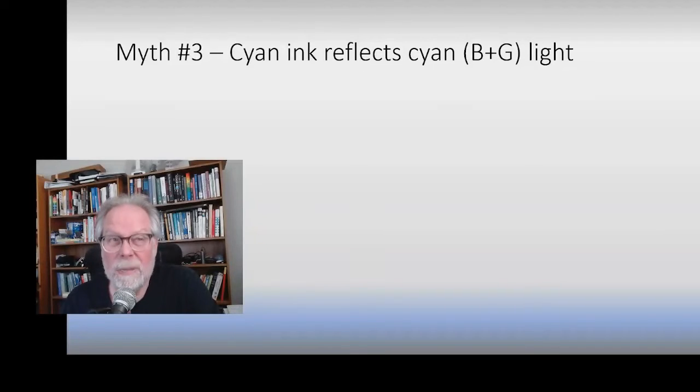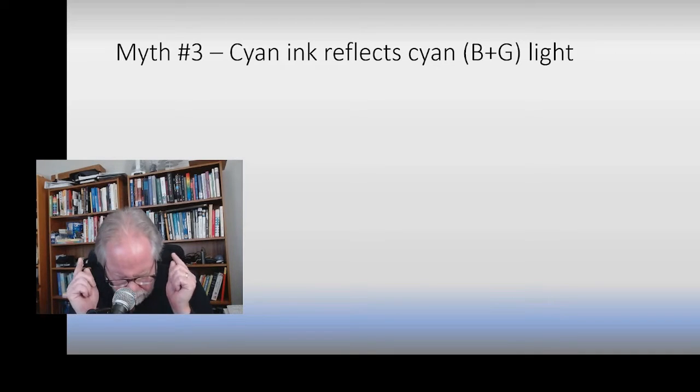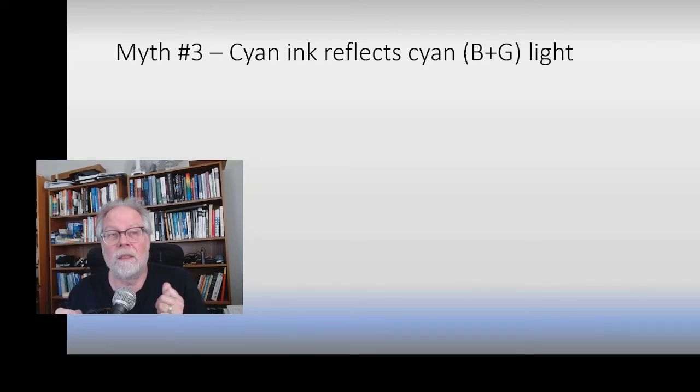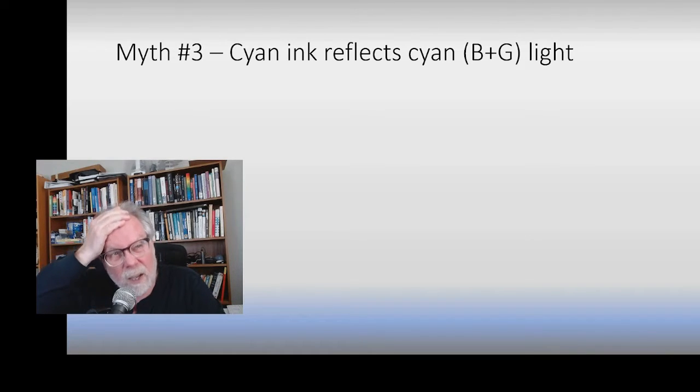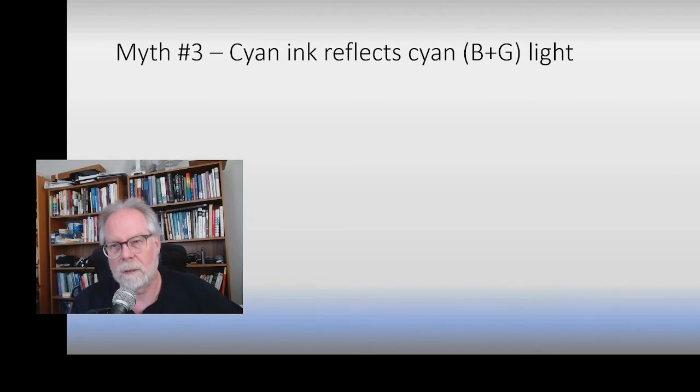Let me move on to misconception number 3 about cyan ink, or ink in general. We would like to think that cyan light is a combination of blue and green, so we would like to think that cyan ink is reflecting the other two, the blue and green, and that it's absorbing red. That would make sense. And similarly, we would think that magenta is absorbing green and reflecting the red and blue, and that yellow is going to reflect the red and the green. But that's not quite the case.